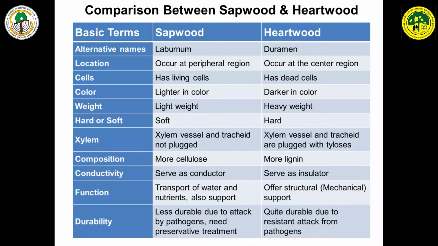And function: transport of water and nutrients, and also supporting the tree structure in the case of sapwood, whereas heartwood only provides mechanical support. And durability: as I told, sapwood is less durable due to attack by pathogens and needs preservative treatment. Whenever we want to use the sapwood, it should always be treated with chemicals, or some kind of thermal treatment, even for durable timbers. Whereas heartwood is quite durable in itself because of the presence of the extractive chemicals, and it provides resistance to attack from pathogens.